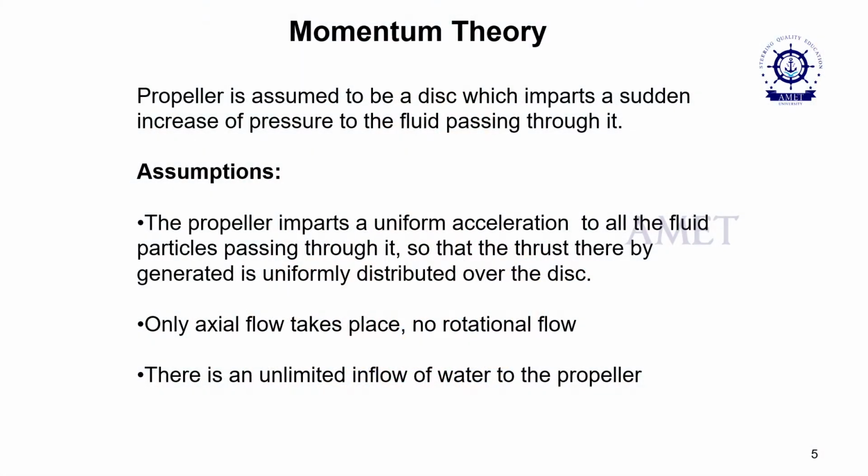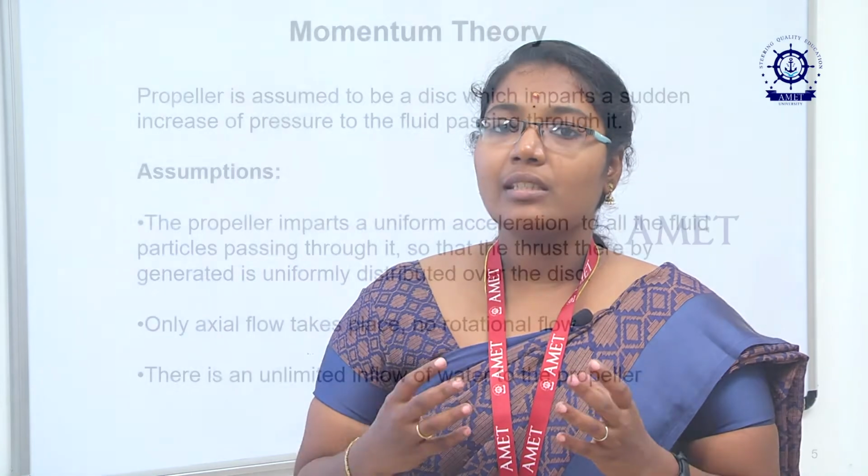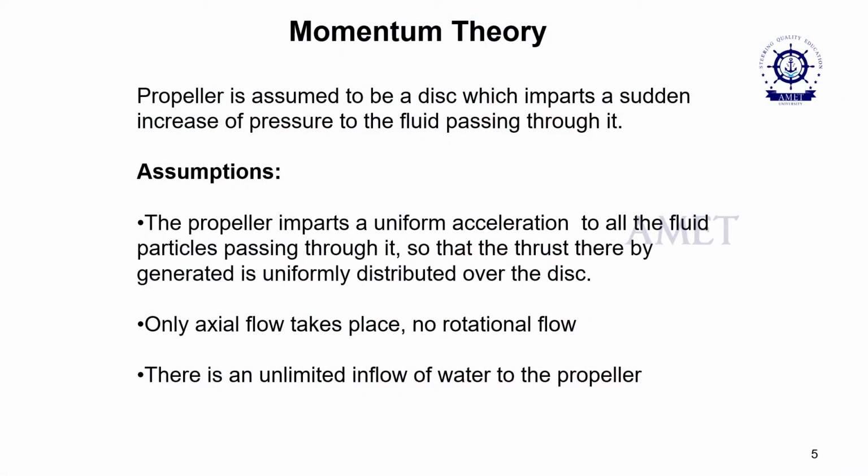The first theory is axial momentum theory, which we can also call actuator disk theory. Here we are considering a propeller as a circular disk. This is the first assumption we are making in this theory, and the concept is that the water passing through the propeller is accelerated by the propeller. In a simplified manner, we can say the propeller is imparting a sudden increase of pressure.